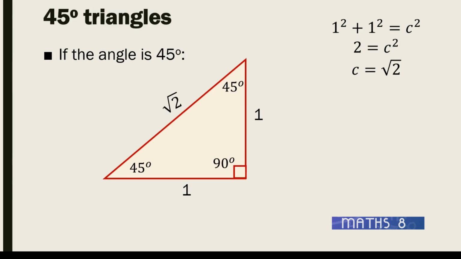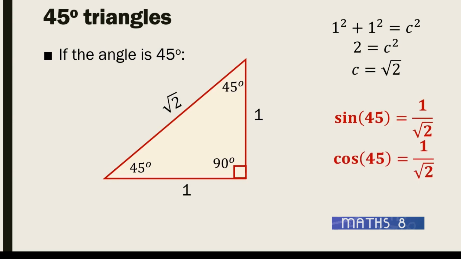We can then use this to write the ratios for sine x, cos x, and tan x when x equals 45. Sine of 45 is 1 over the square root of 2. Cos of 45 is also 1 over the square root of 2, and tan of 45 is 1 over 1, which is 1.